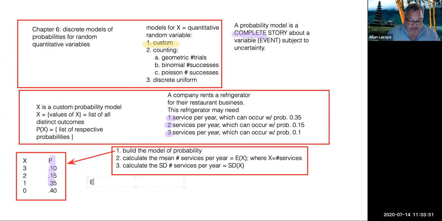So to calculate the expected value of a custom model random variable, what we have to do is take the sum of the product of each possible value times its respective probability. It's essentially a mean. It's referred to as a population mean. And we usually use a Greek letter to denote the population mean, the Greek letter M or mu. And we usually also call this the expectation or the expected value of X.